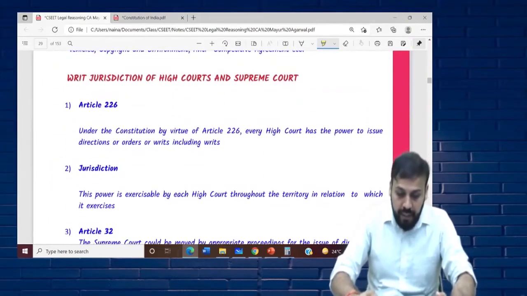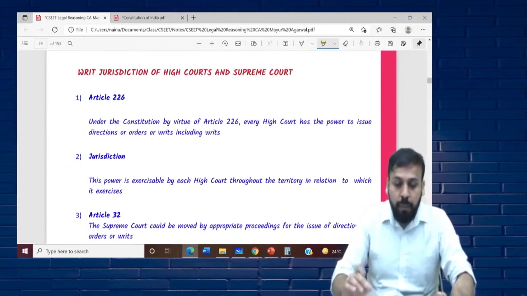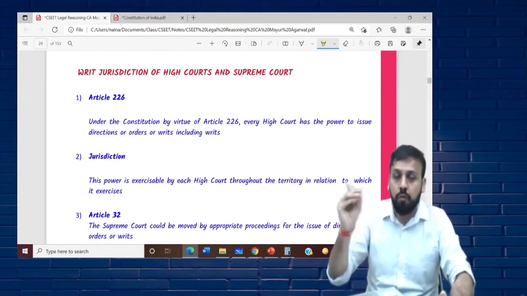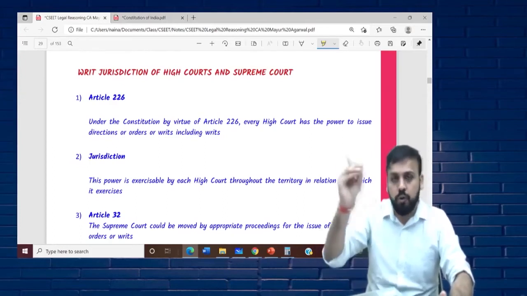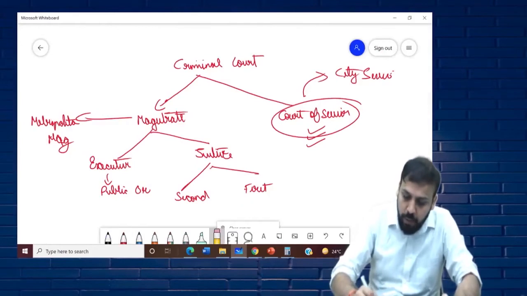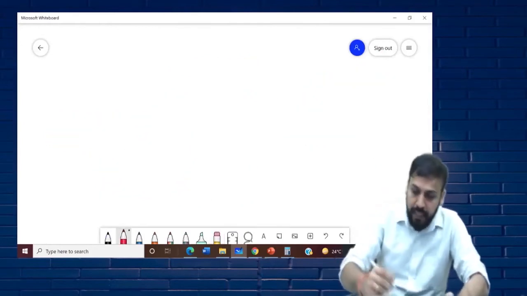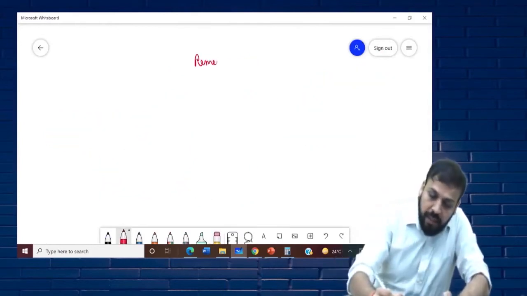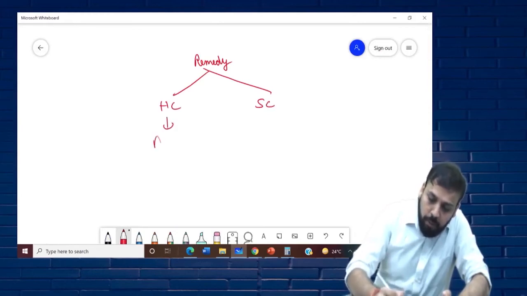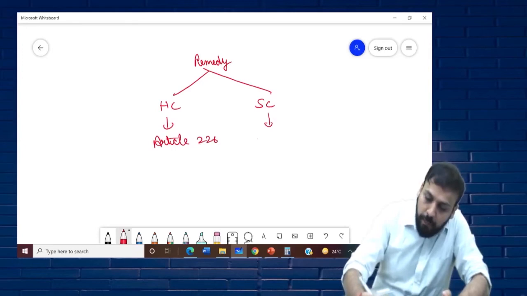For any power to pass a writ, a remedy, you can approach a high court under article 226 and you can approach the Supreme Court under article 32. For any remedy, can you approach the high court? Yes. Can you approach the Supreme Court? Yes. You can approach the high court under article 226 and the Supreme Court under article 32.